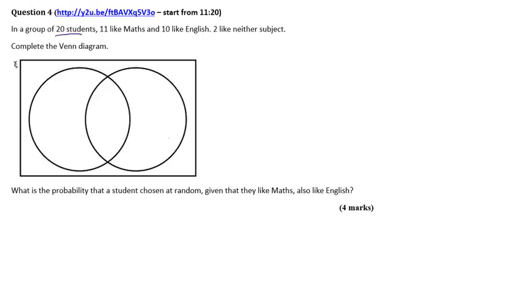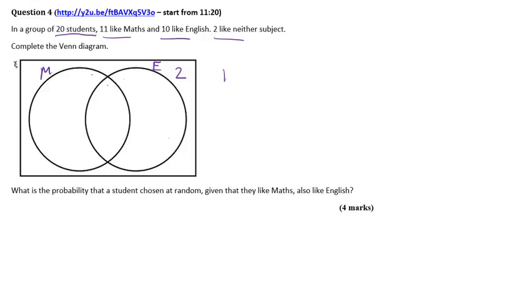We're told we've got 20 students in all, 11 like maths, 10 like English, and 2 like neither subject. So let's straight away put the 2 outside the 2 circles, which we'll label for maths and for English. So that means there should be 18 between these 3 sections on the Venn.